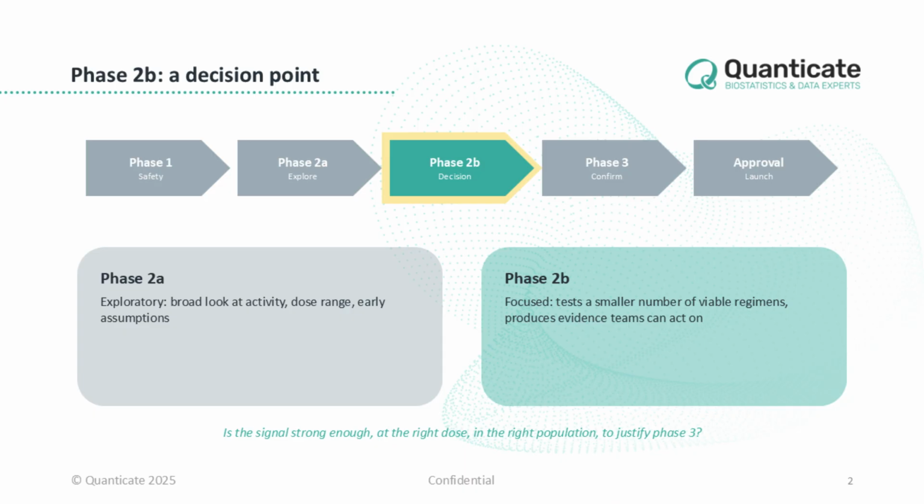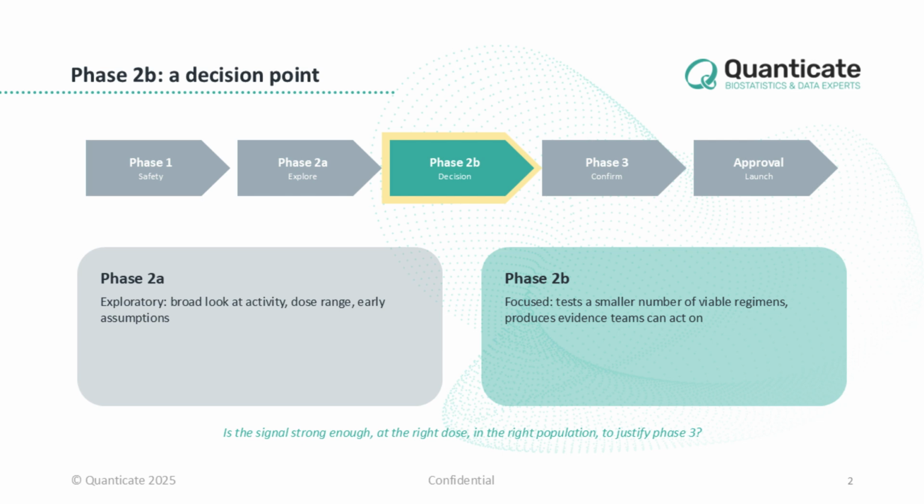Phase 2b in clinical trials is best understood as a decision point. At this stage, a treatment has usually shown an acceptable safety profile and some early signal of activity. The question now is whether that signal is strong enough at the right dose and in the right patient population to justify moving into phase 3.